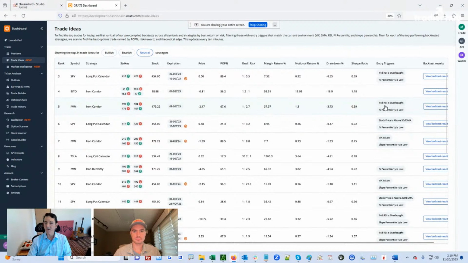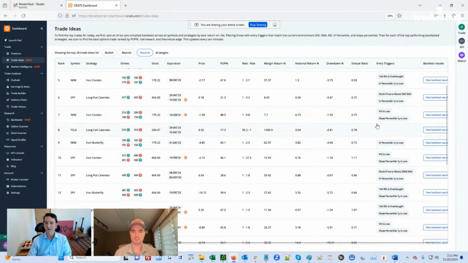So one of the things I like to look at is I want to see a couple of entry triggers that are important, what I think are important in the market right now. Like I like this one, the stock is above the 50-day and the IV percentile is low. It's about a month out. Here's another calendar. The margin return again is pretty low. So let's continue to look on.